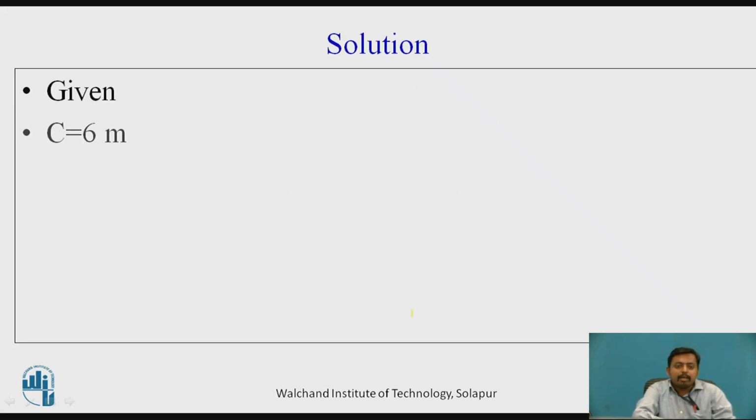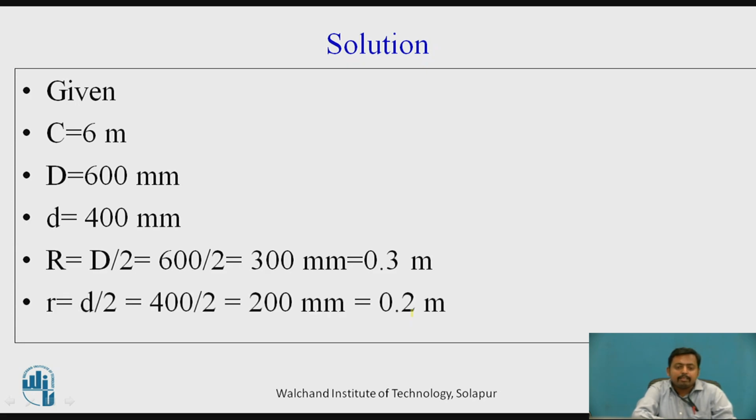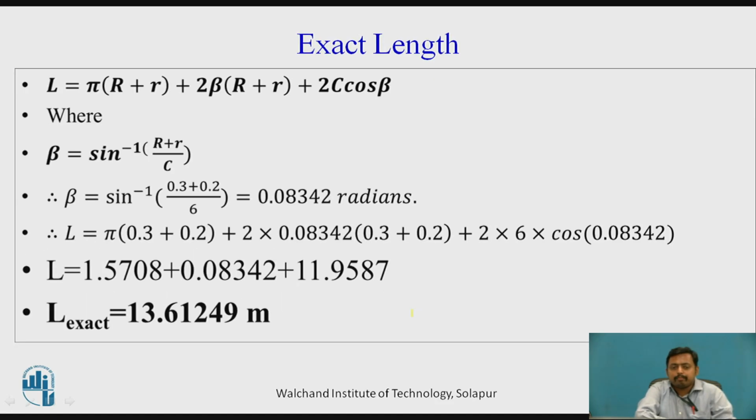So given values are capital C is equal to 6 meters, capital D, that is the diameter of the larger pulley, is 600 mm, and small d, that is the diameter of the smaller pulley, is 400 mm. Radius of the larger pulley can be calculated as capital D upon 2, that comes out to be 0.3 meter, and radius of the smaller pulley comes out to be 0.2 meter.